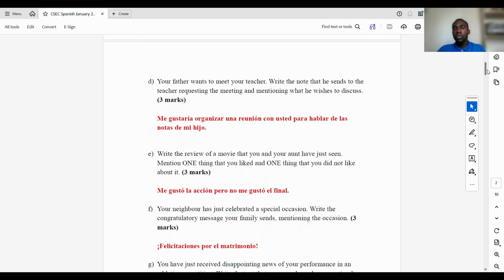D, your father wants to meet your teacher. Write the note that he sends to the teacher requesting the meeting and mentioning what he wishes to discuss. So you have to request the meeting and then mention what the meeting will be about. So, me gustaría organizar, or I could have said quisiera organizar una reunión con usted. Well, the relationship between a father and a teacher could be familiar, but to be on the safe side, and plus it is a person in authority, usted would be the best choice.